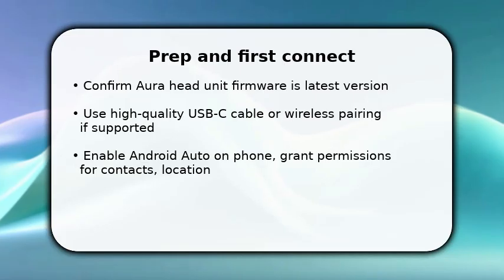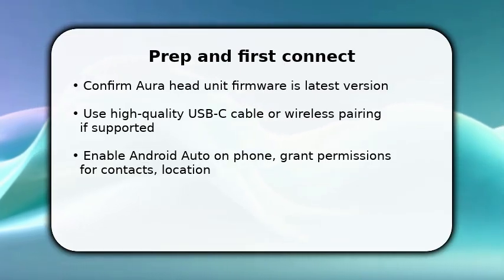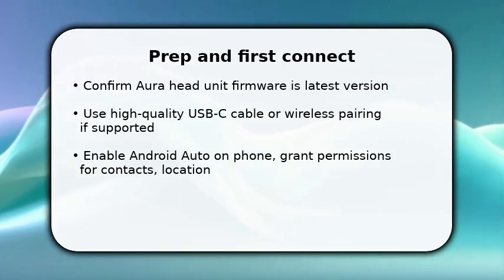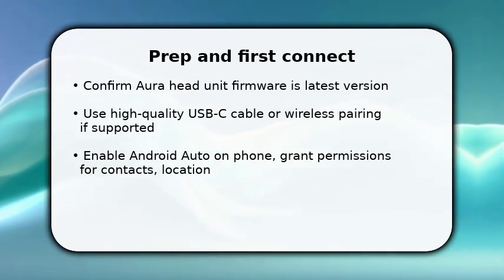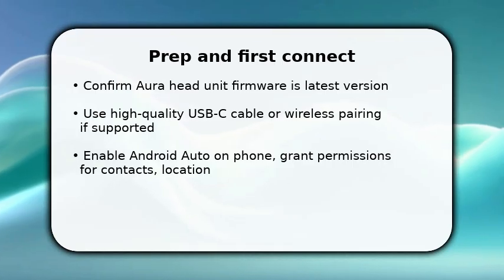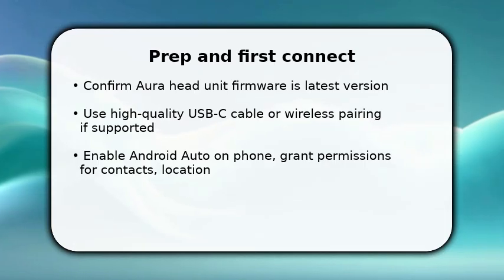You start by preparing both devices, update the Aura head unit and your phone, then connect. Plug a known good USB-C cable into the Aura port or initiate wireless pairing if the car supports it. Once done, unlock your phone and accept Android Auto prompts.